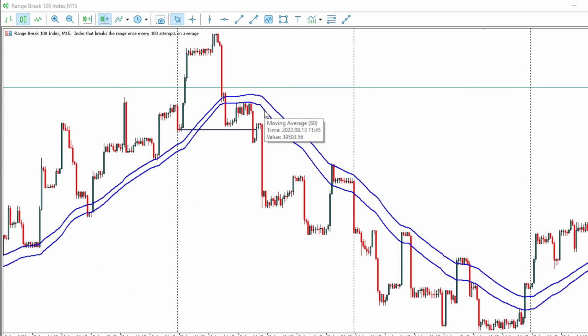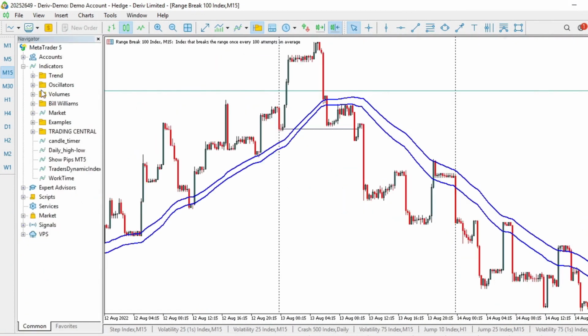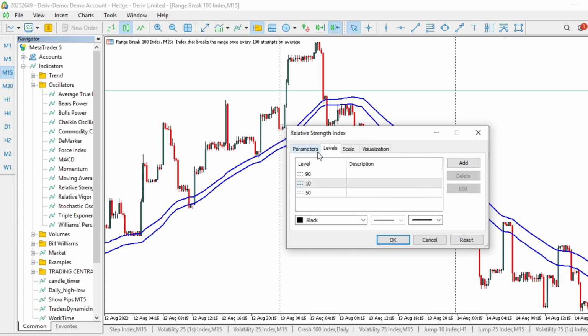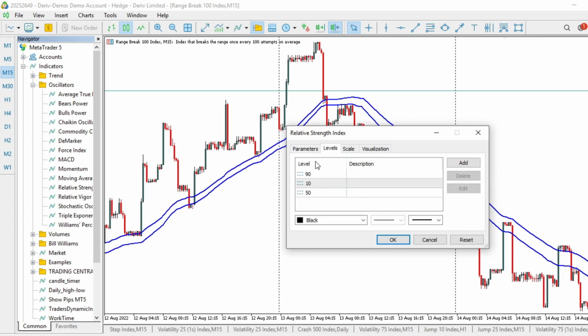So we are going to quickly add 2 more indicators. Let's go to oscillators, then we are going to add a relative strength index, you get. So for the RSI, these are the parameters. Period 1, apply to close. Style is blue. Then for levels, we are going to add level 90, level 10, and level 50. Then the color is black. Basically, I want those lines to be black, you get.